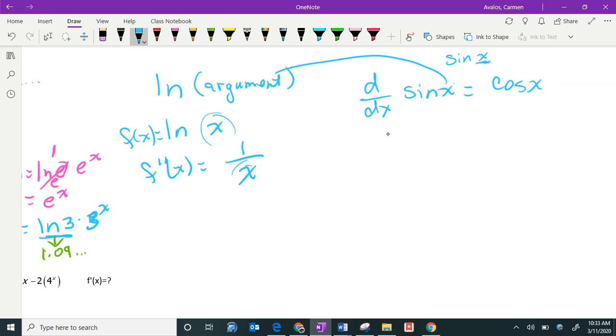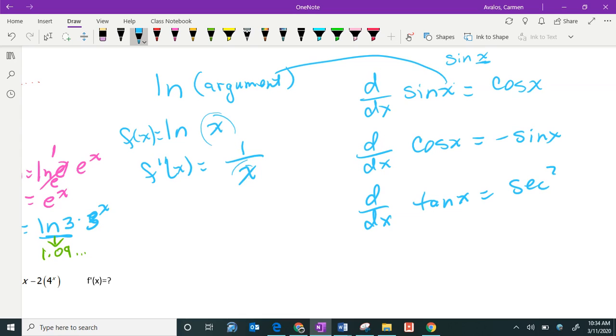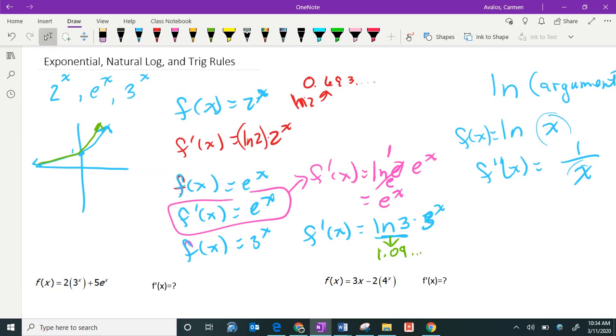The derivative of cosine of x is going to be negative sine of x, and the derivative of tangent of x is going to be secant squared of x. And so those are the derivatives of sine and cosine, and the exponential and the natural log.